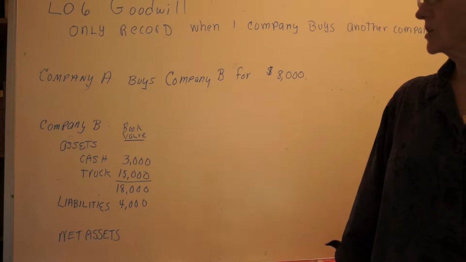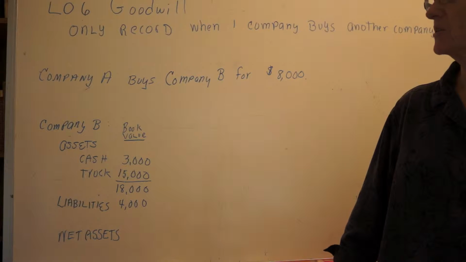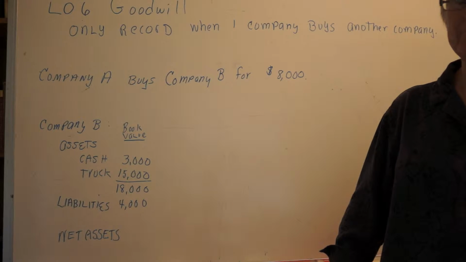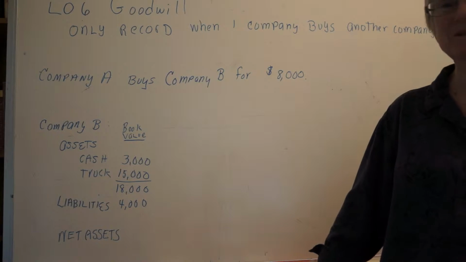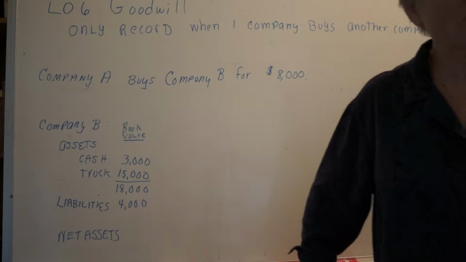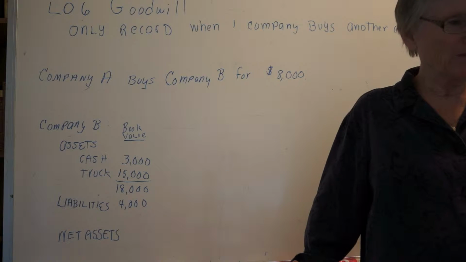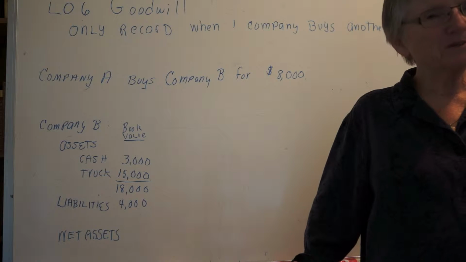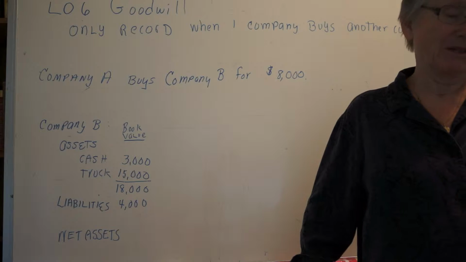Goodwill is kind of an interesting concept. It only comes on the books when one company buys another company. And so it would come on the books as part of a transaction, say where company A buys company B for $8,000. The definition is it's the excess amount paid for a business over and above the fair market value of its net assets. That makes a lot of sense.